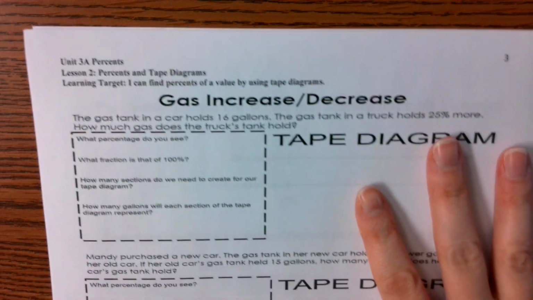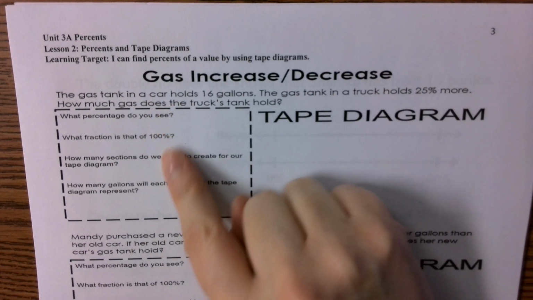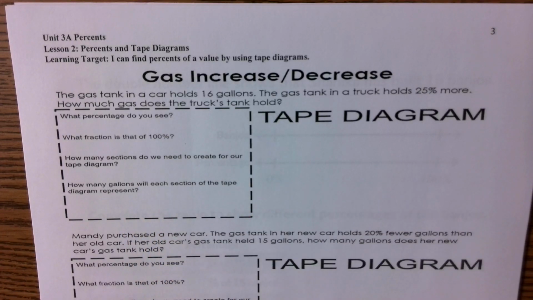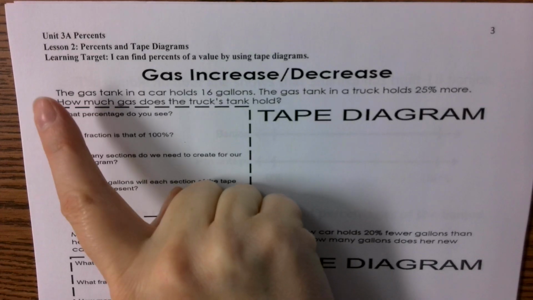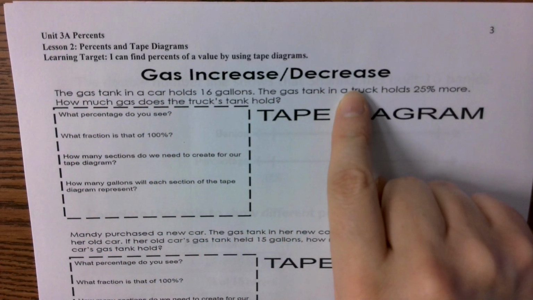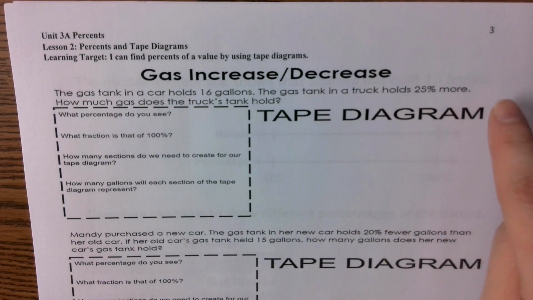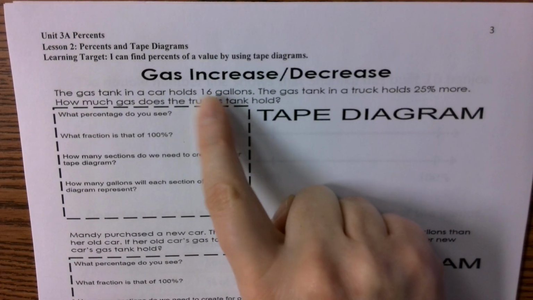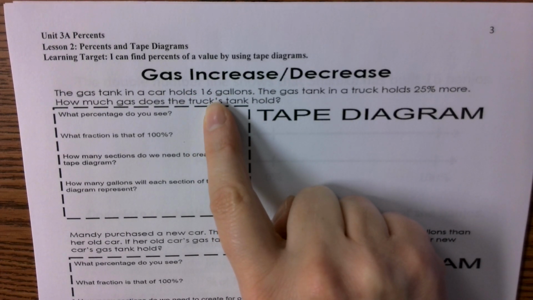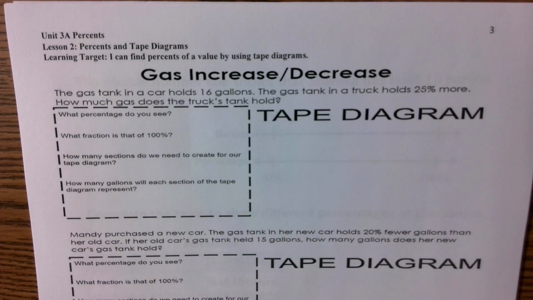Okay. So a real easy way to break down how you're going to build your diagrams. You've got a set of questions that you should always ask yourself, and it helps you to create the diagram. So when you're reading a problem, right here, we've got a gas tank in a car holds 16 gallons. The gas tank in a truck holds 25% more. Okay, so if it's going to hold 25% more, does that mean it's going to be bigger or smaller than 16 gallons? Bigger, right? More than 16 gallons. So when I'm working out the problem, logistically, I should know that I'm going to get an answer that's going to be larger than 16.